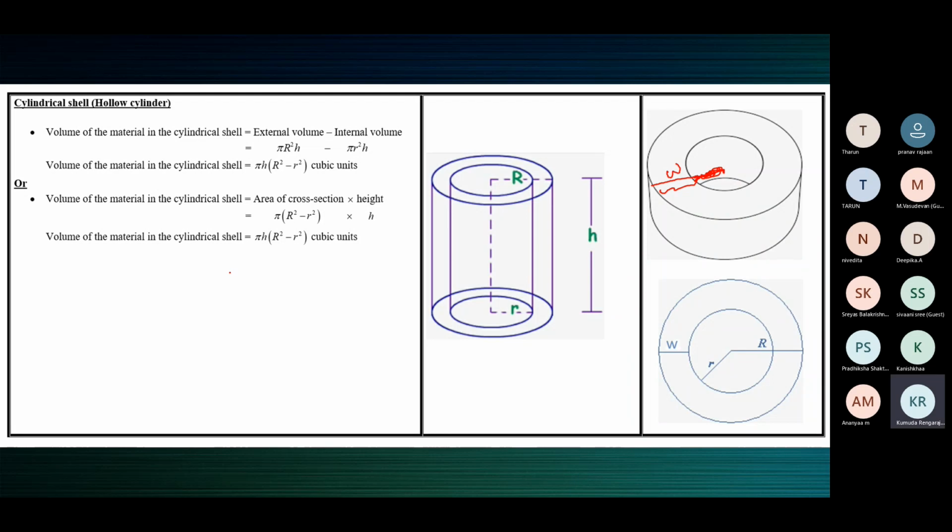So the relation between R and W can be written in many ways. R minus r is equal to W. You can just rub it. You can draw arrows and see here. This is capital R. From this, you are rubbing out the inner radius. You're left with W. W is equal to R minus r. That's the first thing.